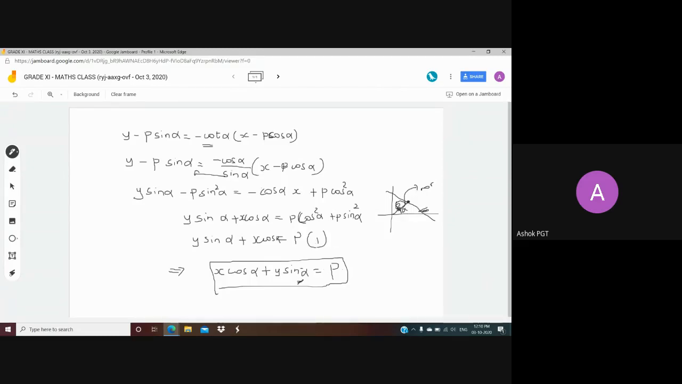Students, are you clear with the formula? x cos alpha plus y sin alpha is equal to p, where p is the distance from origin to the straight line and alpha is the angle made by the normal line. I repeat it once again, normal form of the straight line is x cos alpha plus y sin alpha is equal to p, where p is the distance from origin to the straight line, where alpha is the angle made by the normal line, not by the required line.